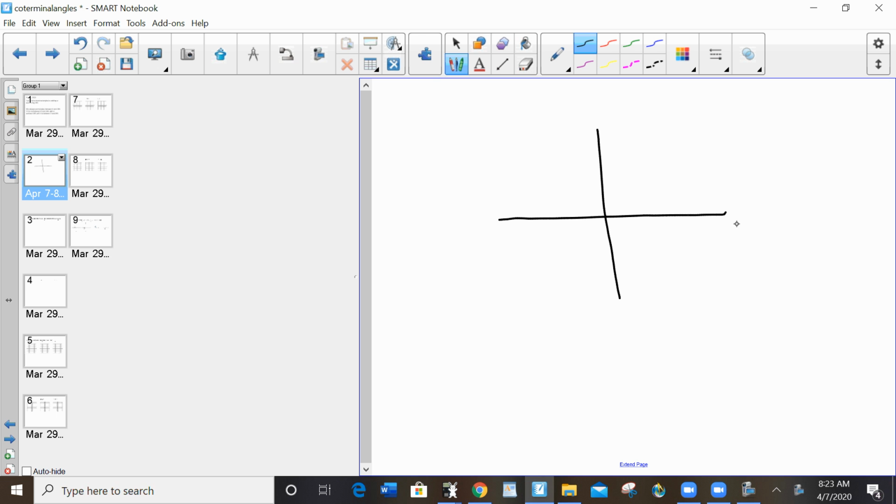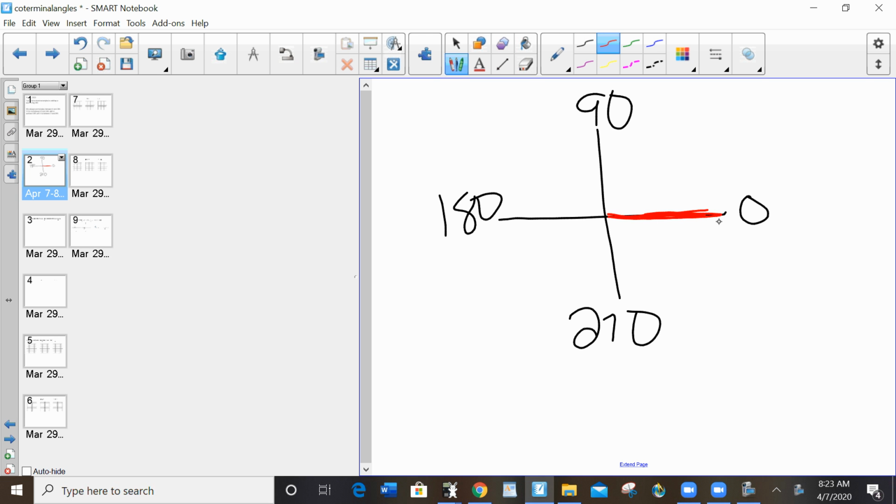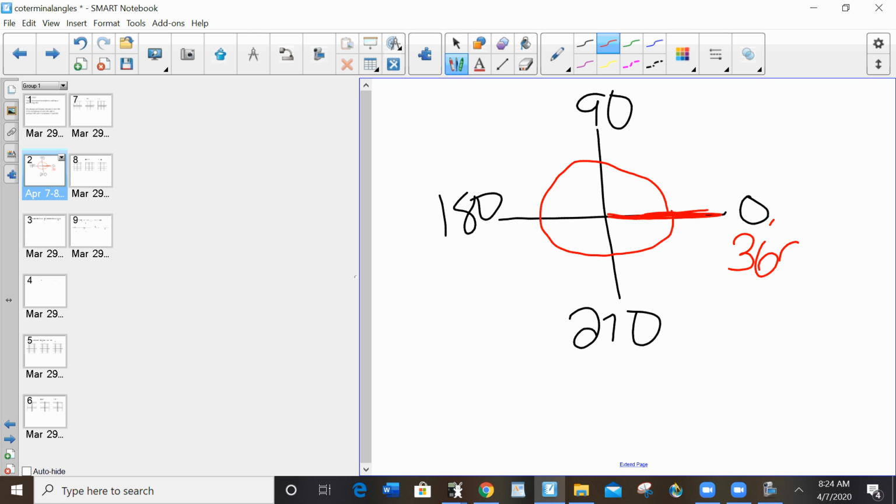We said that this was 0, 90, 180, 270. So we said that this here is always where my angle starts. So if my angle starts here, that's 90, 180, 270, 360. So that's what we said yesterday, that this over here is 0 and 360, because if I go a full 360, I'm right back where I started.